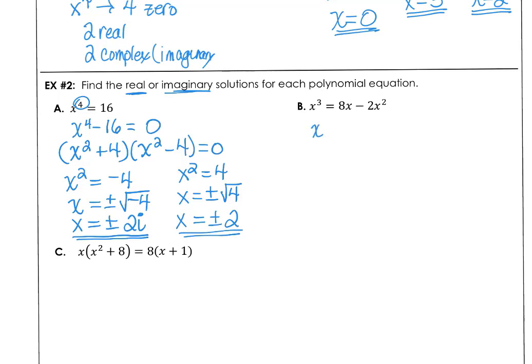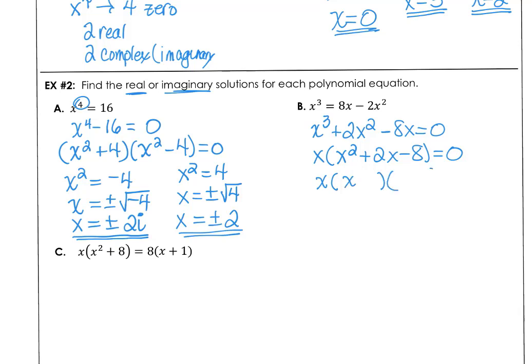In example B, again, moving everything to the left so we can set the equation equal to 0. Factor out the GCF. Consider the quadratic trinomial. Do we have factors of 8? That would make -8 when we multiplied, but they would add up to positive 2 when we added. Those factors would be positive 4 and -2.